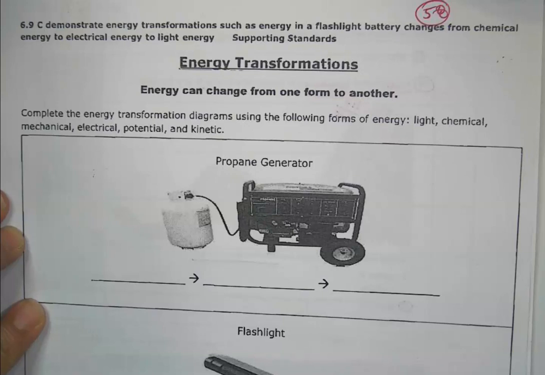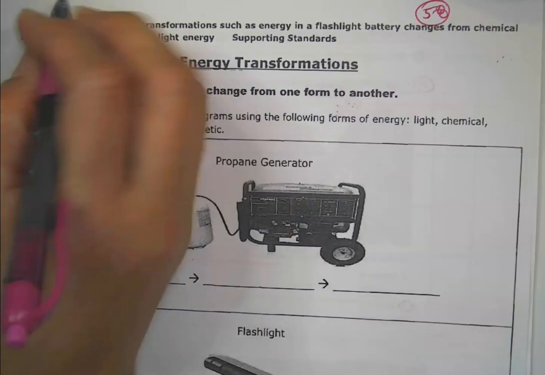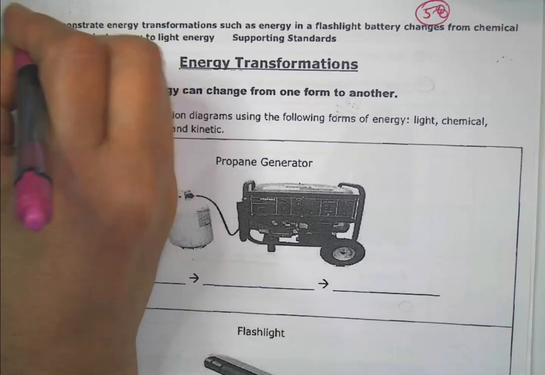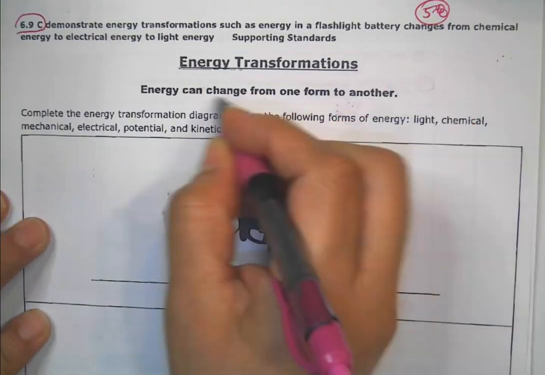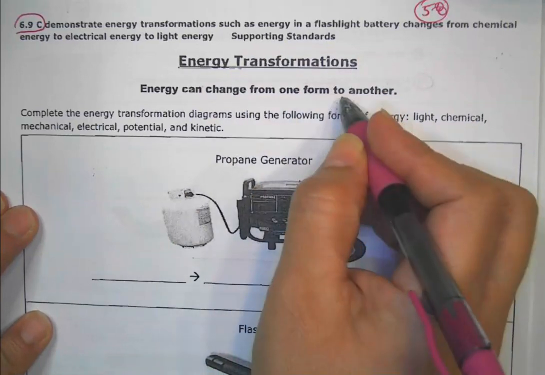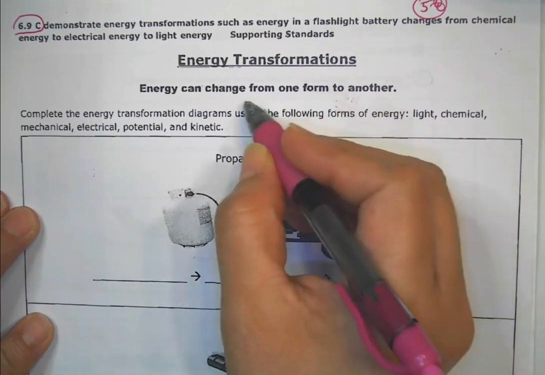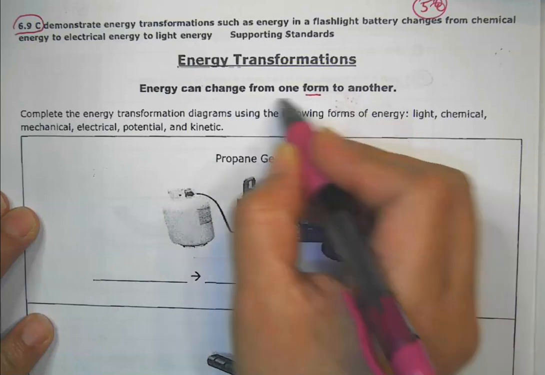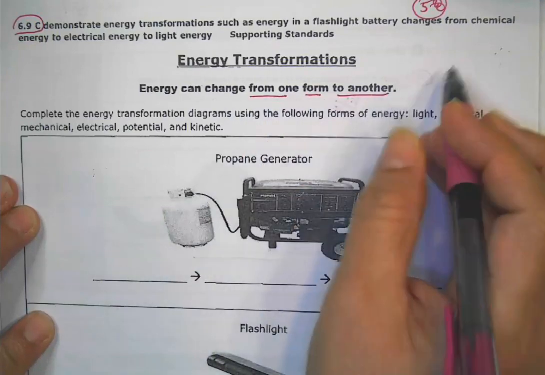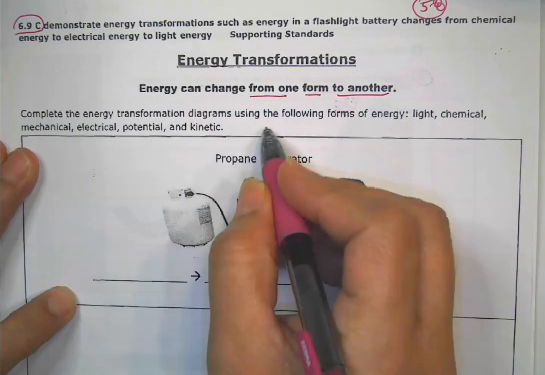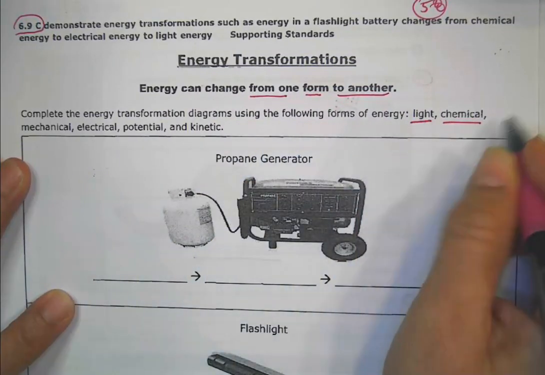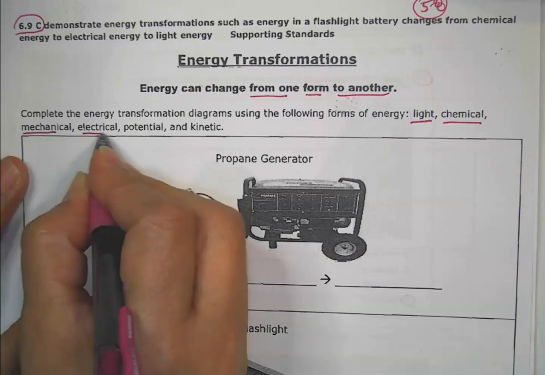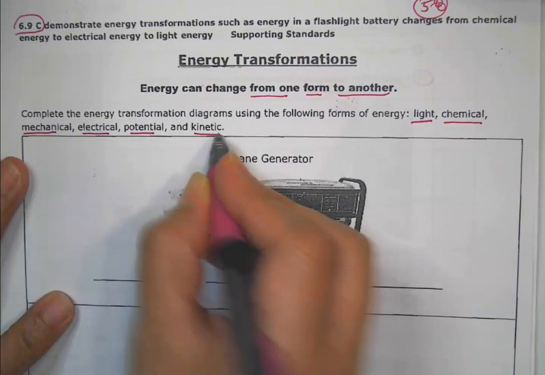So this is page 58. Now we're working with energy transformation. It says energy can change from one form to another. Complete the energy transformation diagram using the following forms of energy. So they want us to use light, chemical, mechanical, electrical, potential, and kinetic.